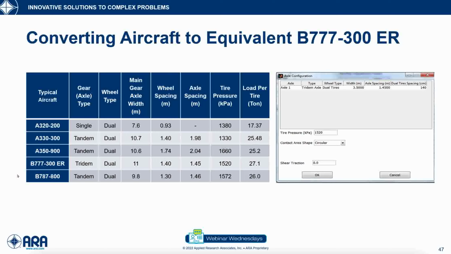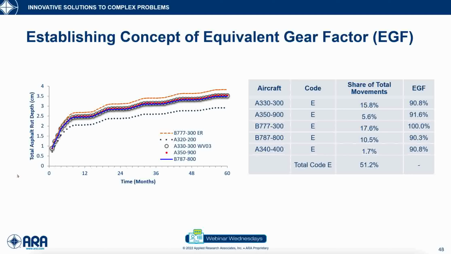So how am I going to calculate the total damage from this combination of aircraft? I can calculate it for one, but how am I going to calculate for a mix of aircraft? Each one has a different amount of planes taking off and landing. Let's take an example of that airport and just take the wide body aircraft, code E aircraft, spanning from A330, A350, 777, 787, A340.